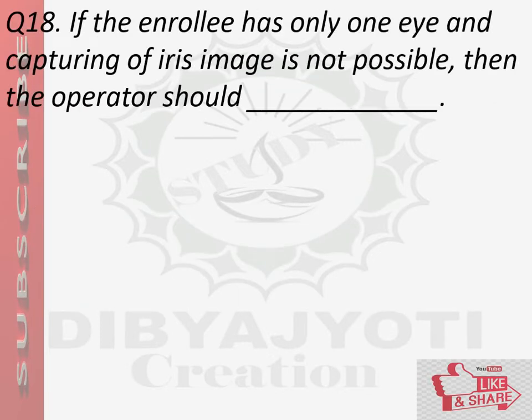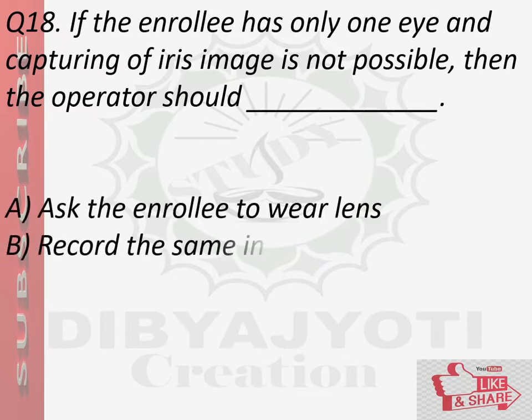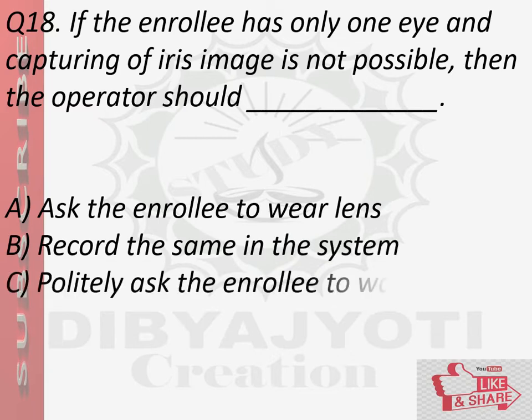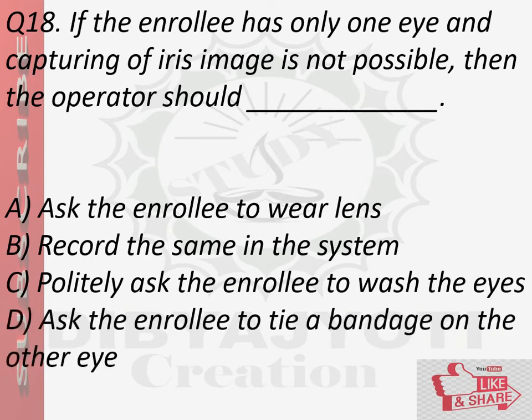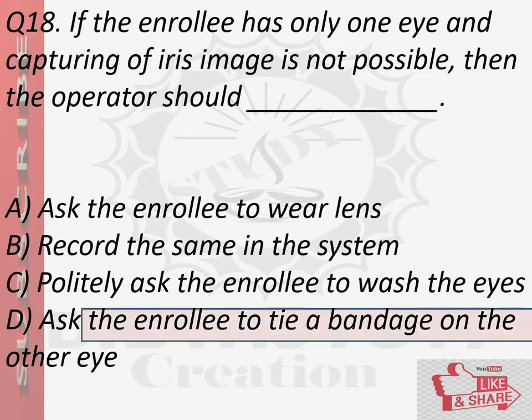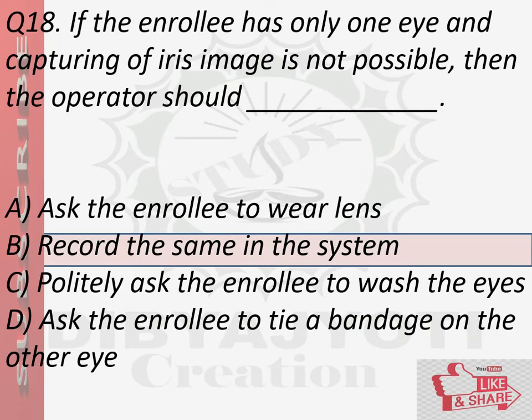Next, if the enrollee has only one eye and capturing of the iris image is not possible, then the operator should dash. Options are: option A, ask the enrollee to wear lens. Option B, record the same in the system. Option C, politely ask the enrollee to wash the eyes. Option D, ask the enrollee to tie a bandage on the other eye. And the answer is record the same in the system.